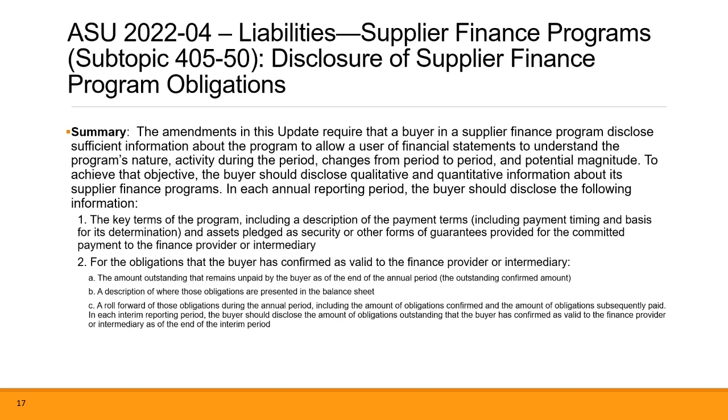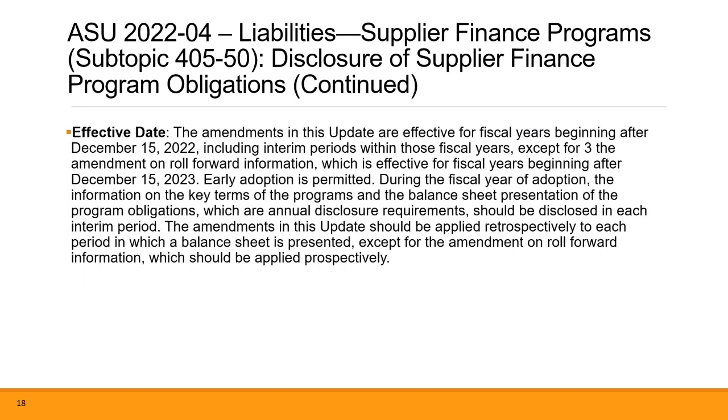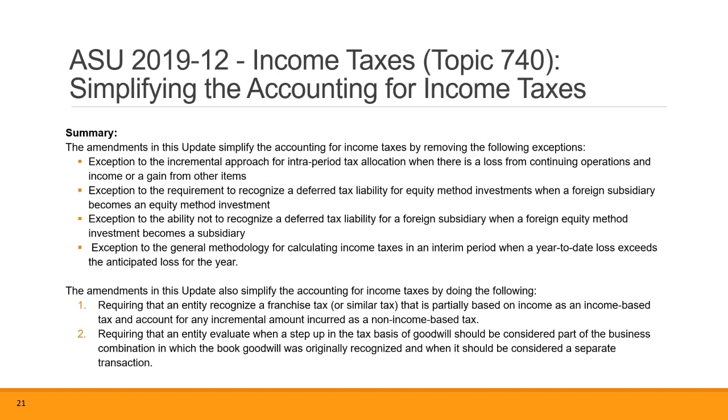And the effective date for this ASU is going to be for fiscal years beginning after December 15th, 2022. We're going to start by talking about ASU 2019-12, income taxes and simplifying the accounting for income taxes. So the board is issuing this update as part of its initiative to reduce the complexity in accounting standards. It's called their simplification initiative.